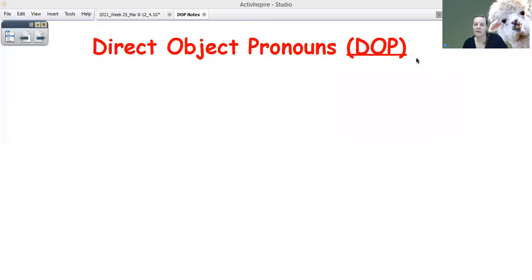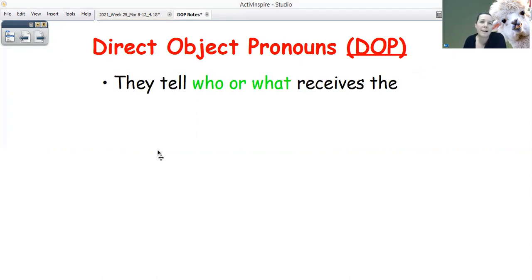Welcome back. Today I wanted to unpack a little bit more that grammar topic that we're looking at. It is rather complex, but I'll break it down a little bit more so you can see that. So direct object pronouns, which we abbreviate as DOP. Direct object pronouns tell who or what receives the action of the verb.